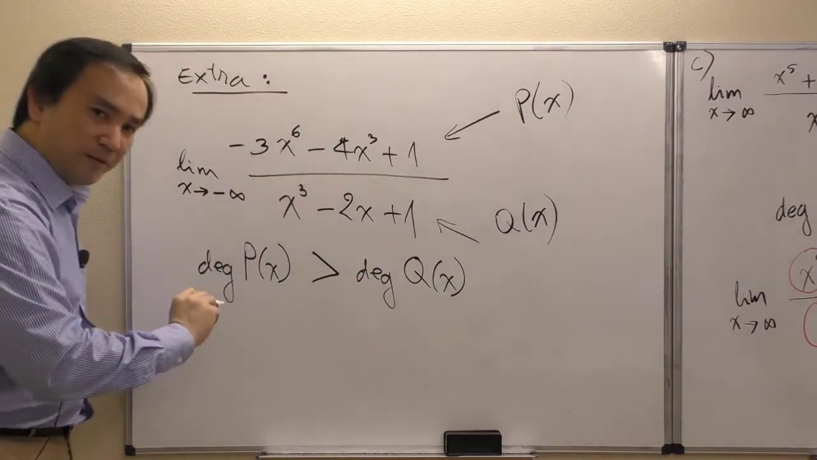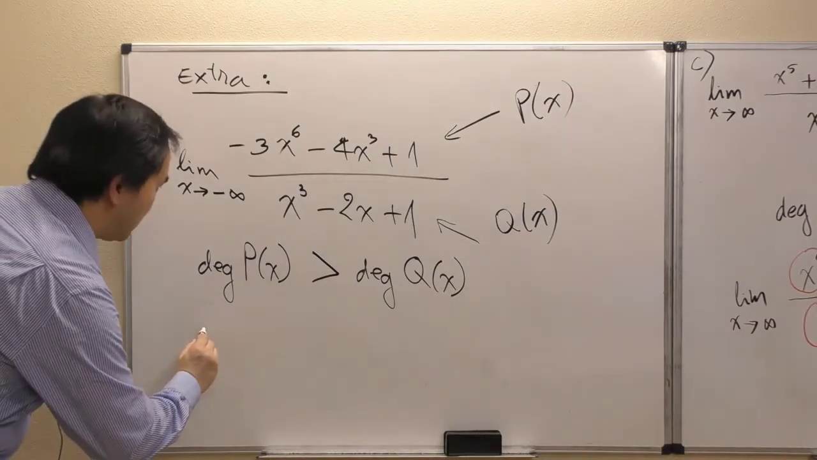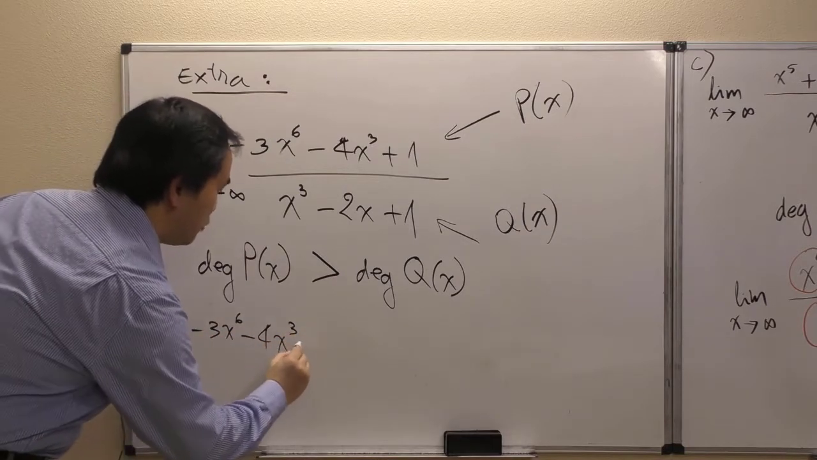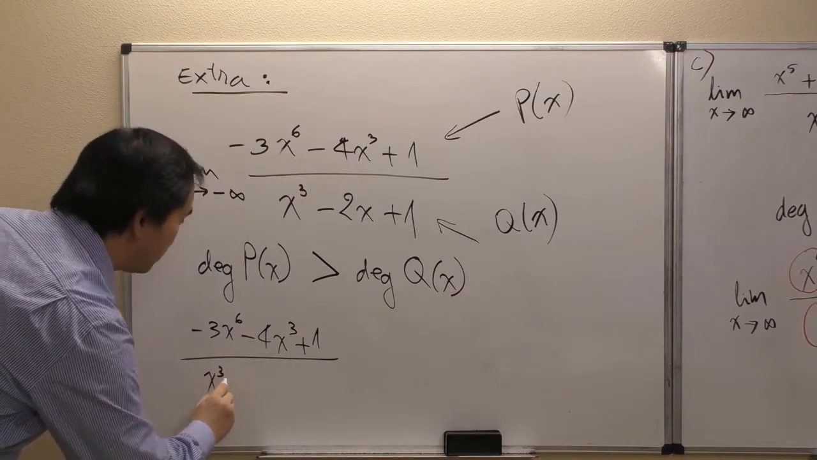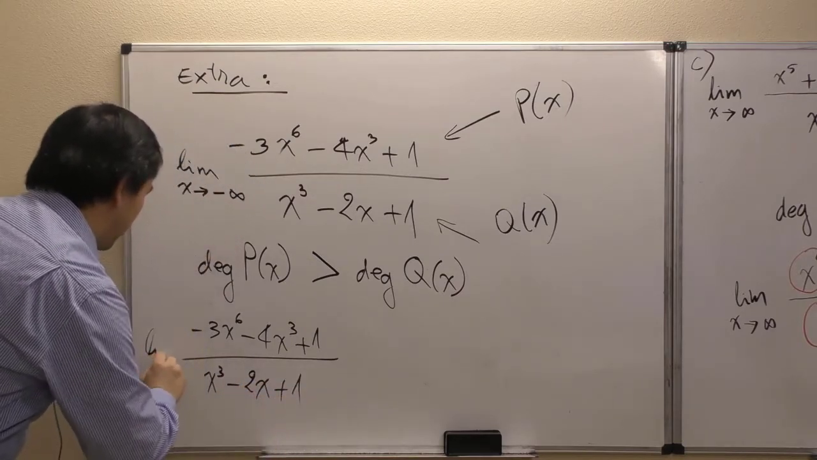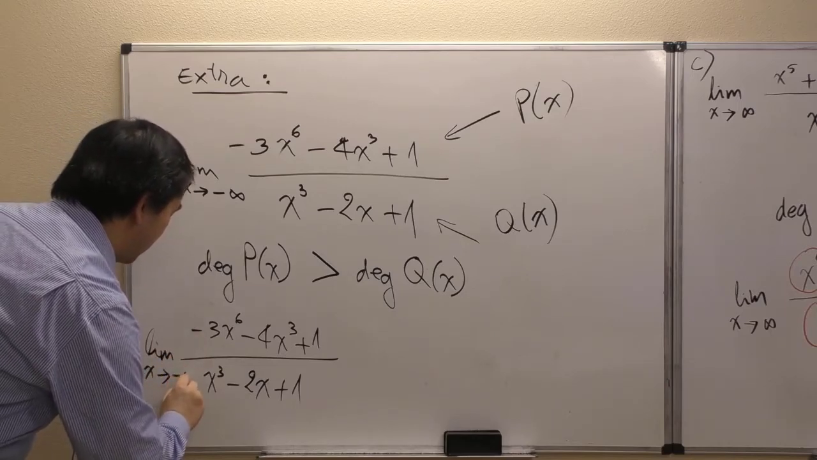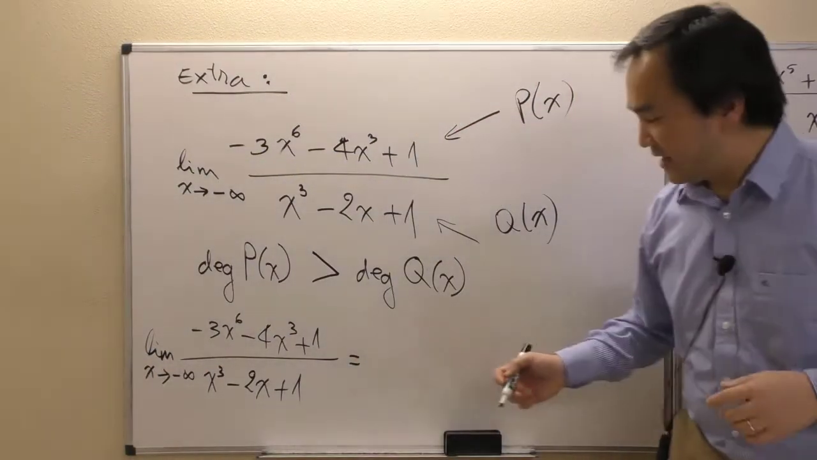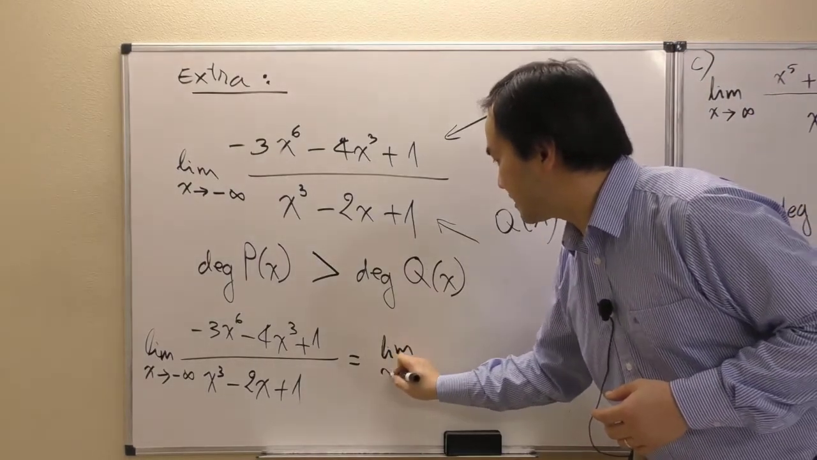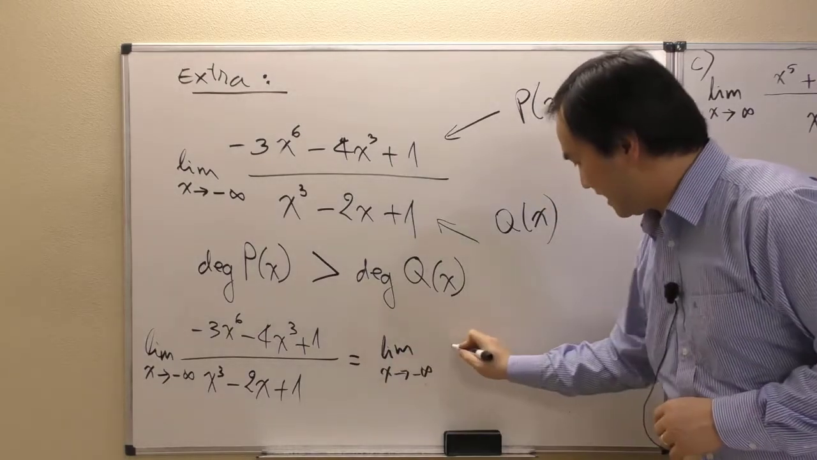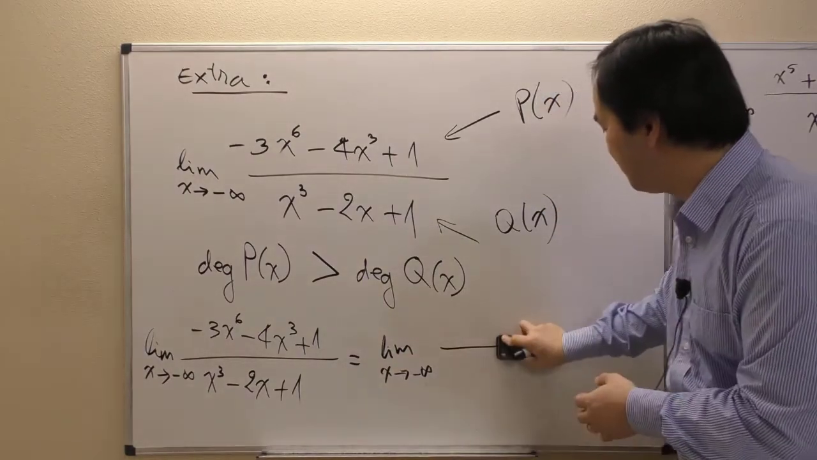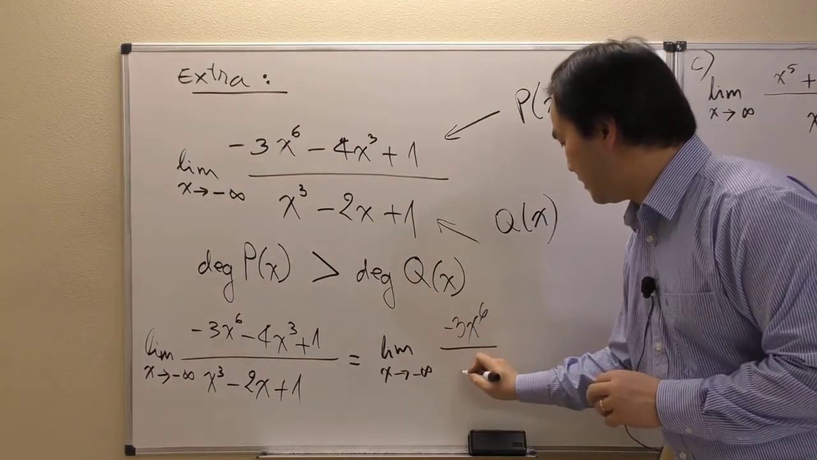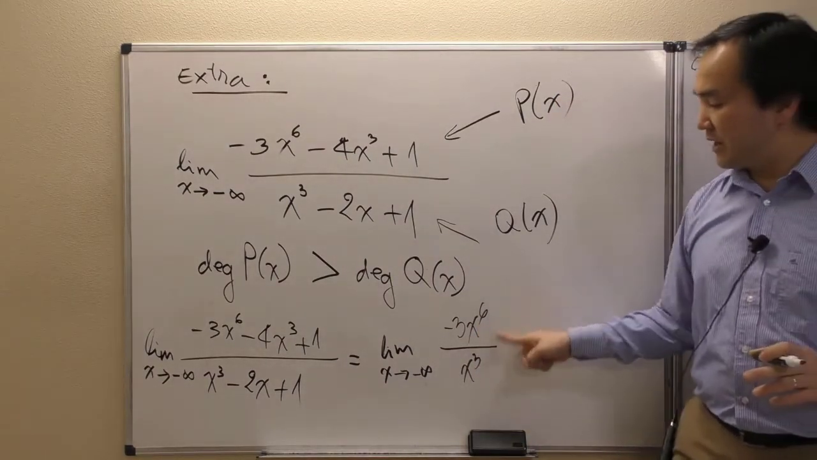So that means, based on what we learned in part C of example 3, our original problem, the limit of minus 3x to the 6 minus 4x cubed plus 1 divided by x cubed minus 2x plus 1 as x is approaching negative infinity, will have exactly the same answer as the same limit problem for a much shorter rational expression: minus 3x to the 6 over x cubed. All right, so where did these two come from?